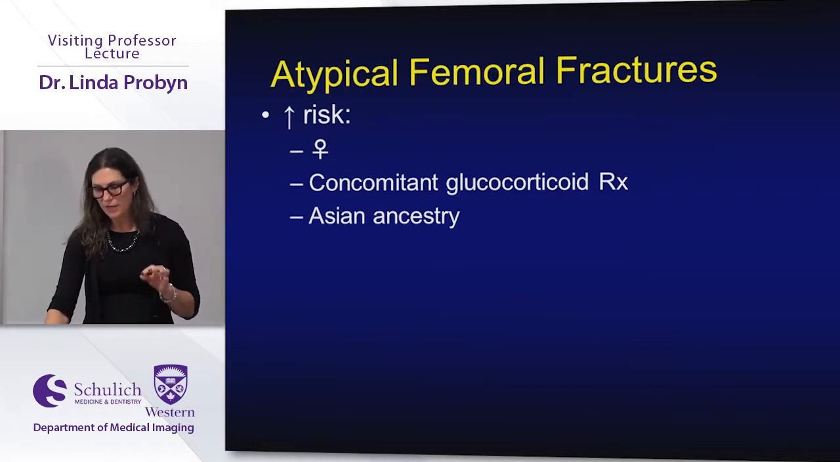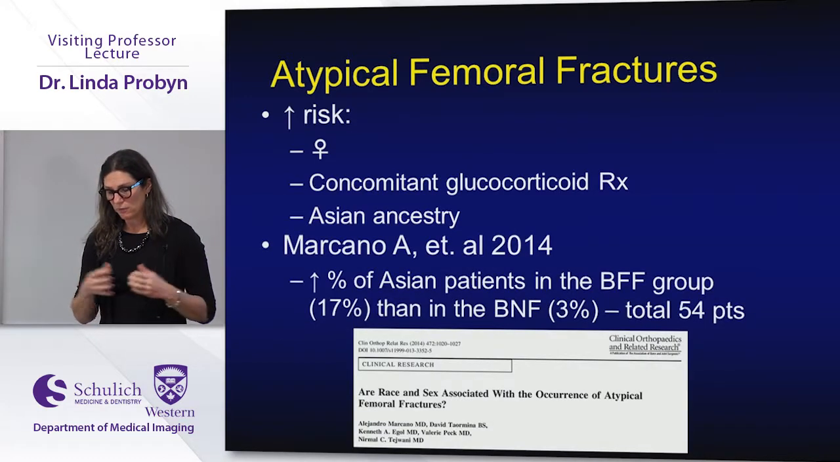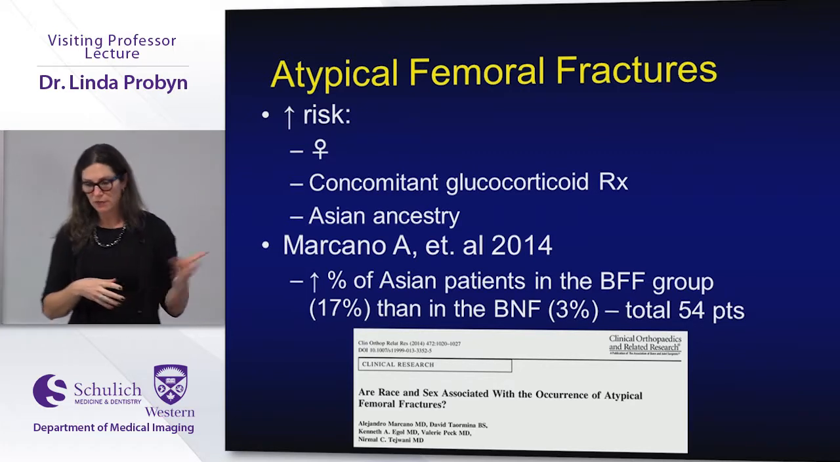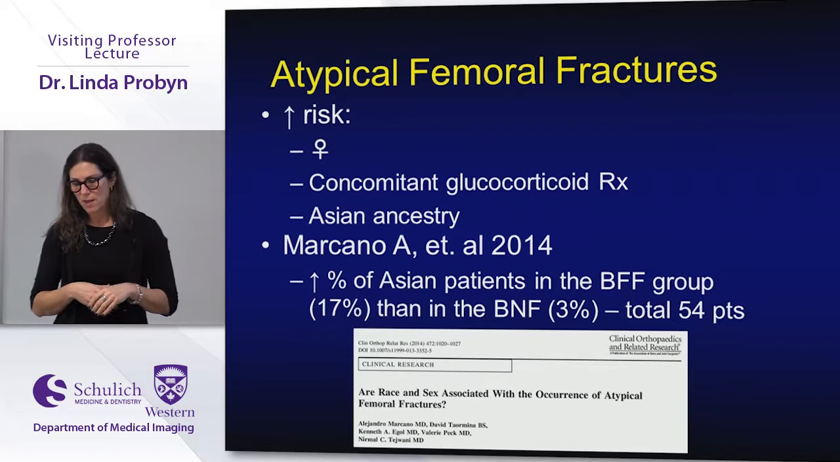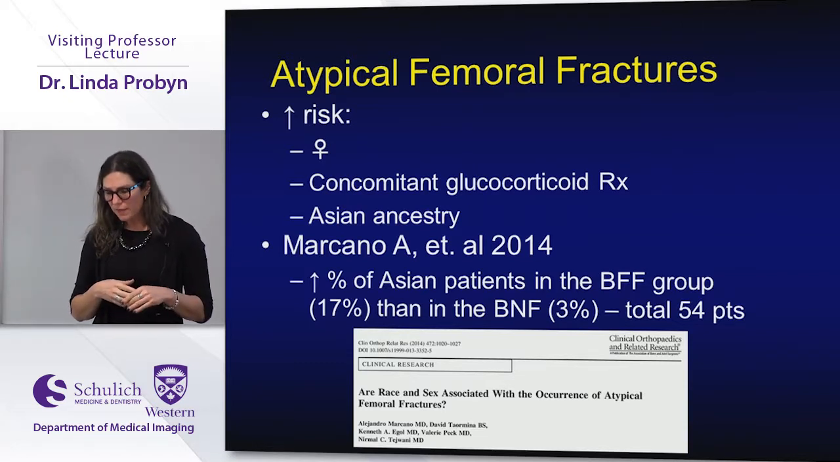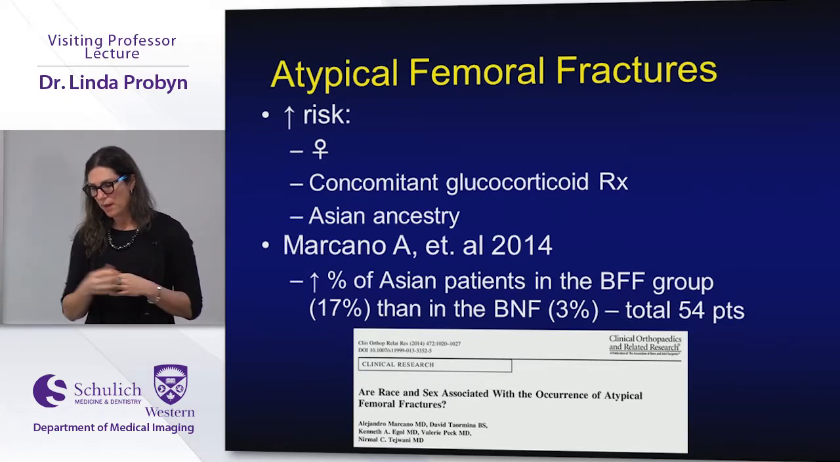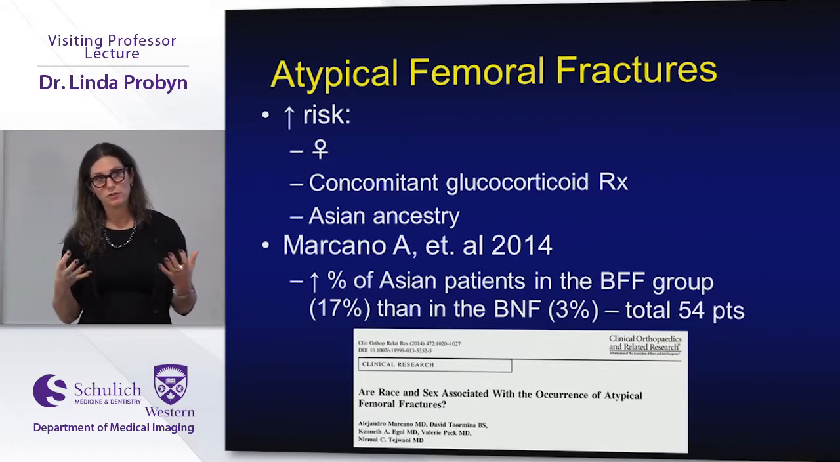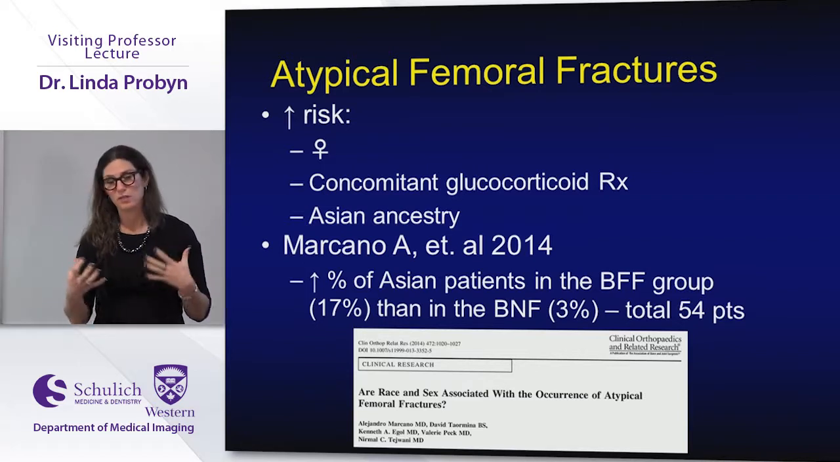And interestingly, Asian ancestry has been shown in different studies to have increased risk, and the cause for which is not totally clear yet. But here's just a study by Marcano in 2014 that identified, they had 54 patients, and 17% of them were Asian. So that was just an interesting fact that they don't talk about why, but it's just an interesting fact.